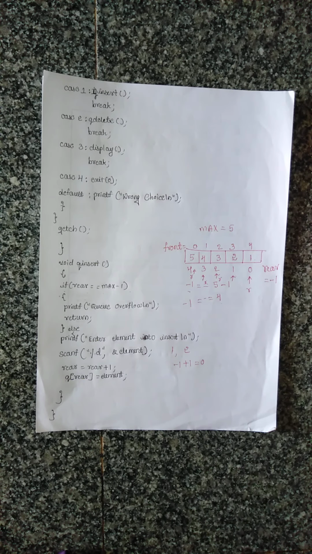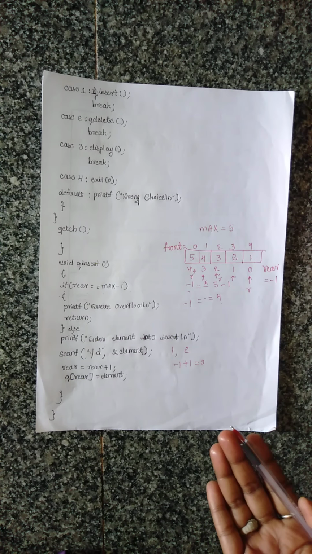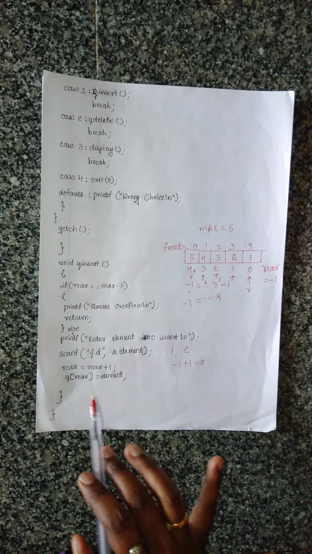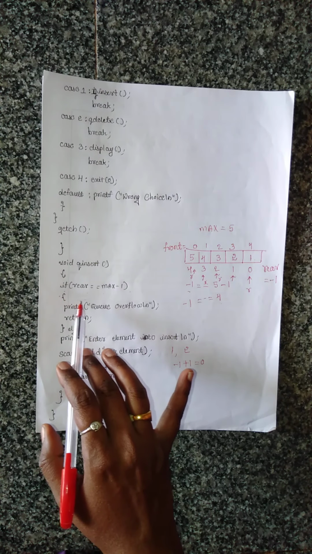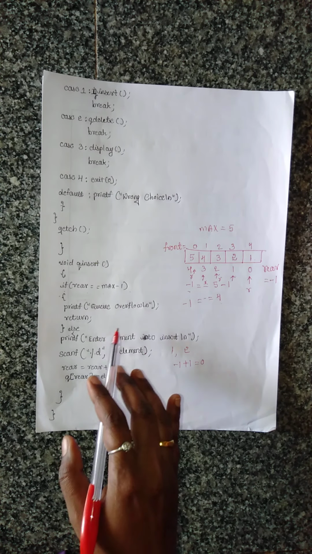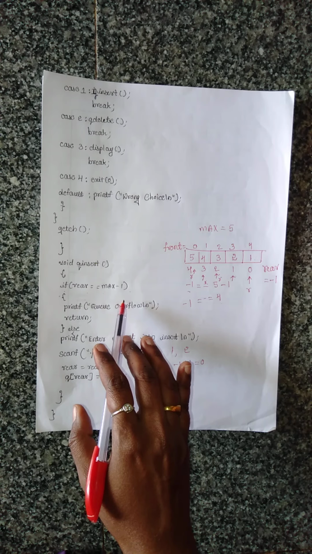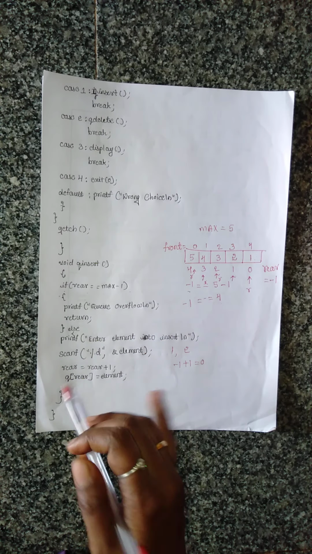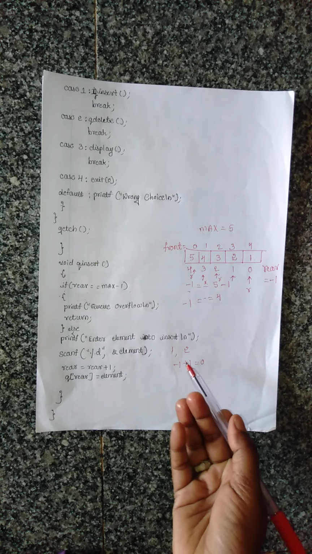Before inserting any data element into the queue data structure, we have to check whether the queue is full or not. That is the overflow condition. If the queue is full, the overflow message is printed. If the queue does not contain any element, in that case we have to insert an element.